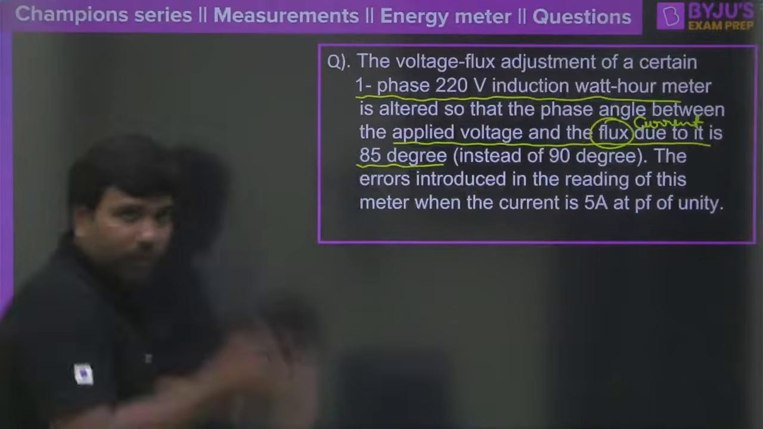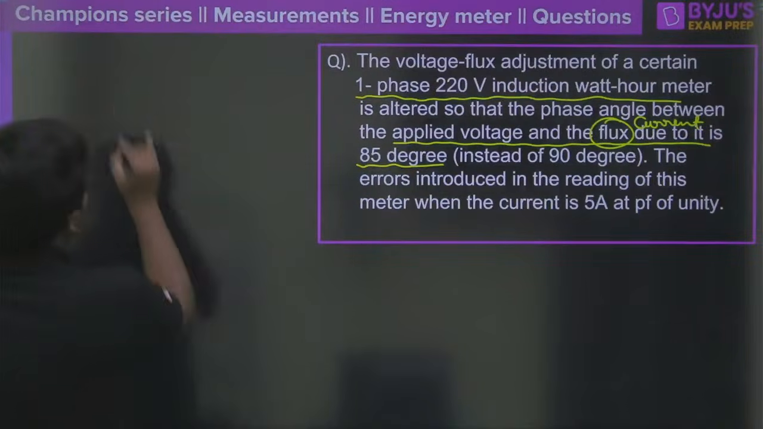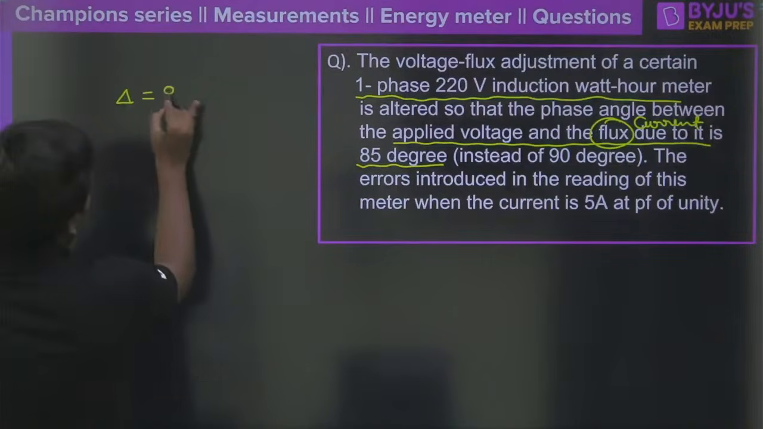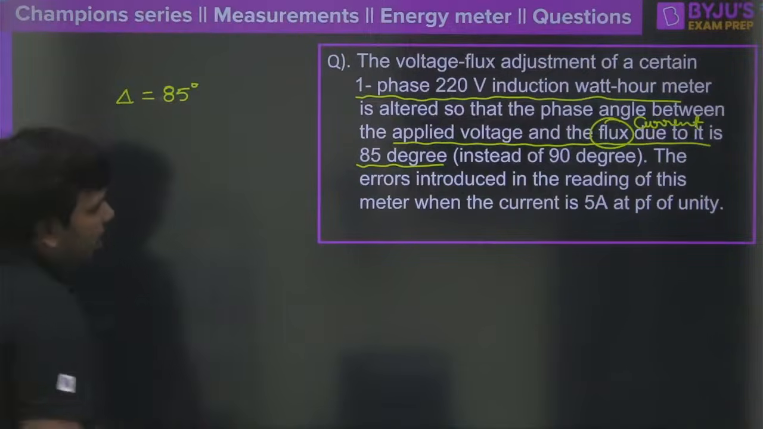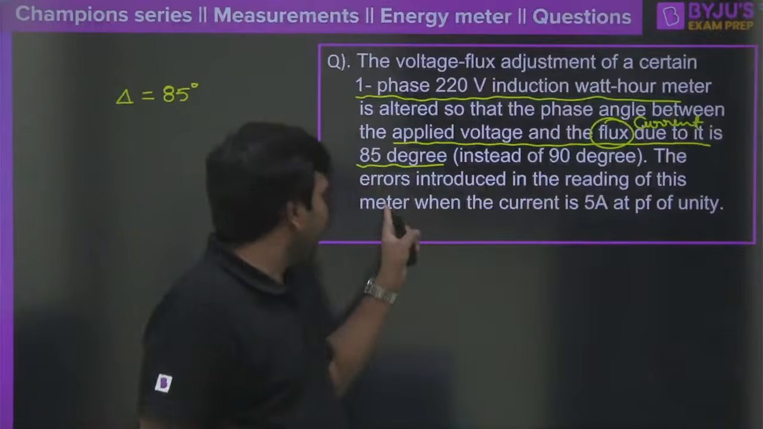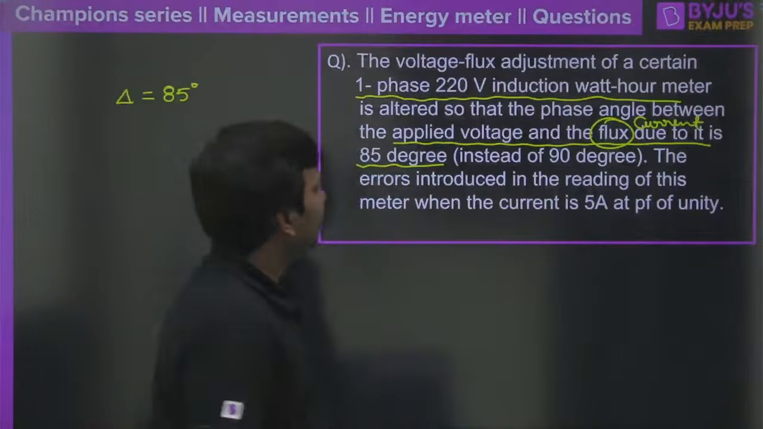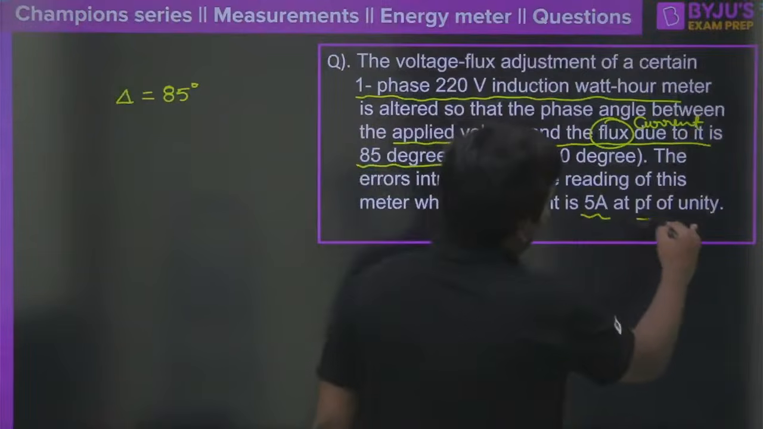So both in phase, current and flux will be in phase. So therefore 85 degree it is. What does it mean? Delta is given like 85 degrees here. Good. And so the error is introduced in the readings of this meter when the current is 5 ampere at a power factor of unity. So current is given like 5 ampere, power factor is unity.